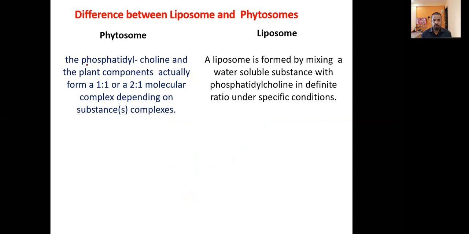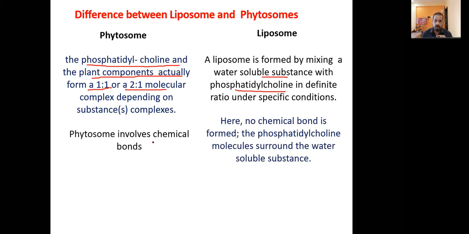So we know that phosphatidylcholine and the plant components form a 1:1 or 2:1 molecular complex depending on the substance complexed, while a liposome is formed by mixing a water soluble substance with phosphatidylcholine in a definite ratio under a specific condition. So here the ratio is 1:1 or 2:1, while for liposomes it is a definite ratio and specific conditions are required.